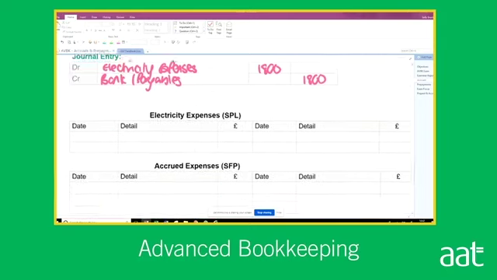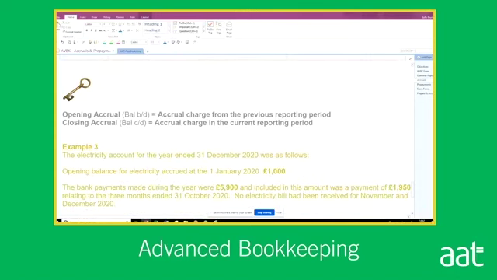Okay then, so my little key, this is fundamental to your exam, because you are not only going to be examined on where the expense needs to go within the nominal ledger, within the expense account, you need to know your opening and your closing accruals. So the AAT refer to it as a reversal. When you see the word reversal in task 3, it means you're reversing your accrual or your prepayment. So an opening accrual, your balance brought down, is your accrual charge from the previous reporting period, whereas your closing accrual, that's your balance carried down.